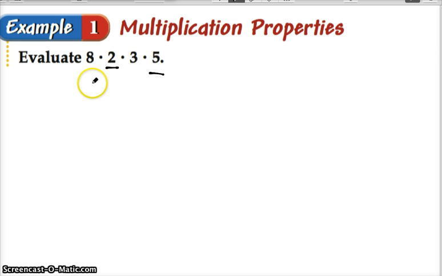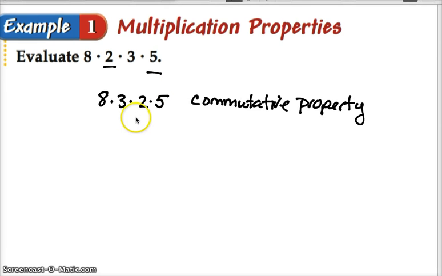So what I can do is rearrange this. What is the property that allows me the opportunity to rearrange? Do you remember where I'm moving things like they are commuting? Very good. The commutative property. So this gave us the power to move things around, which is cool.